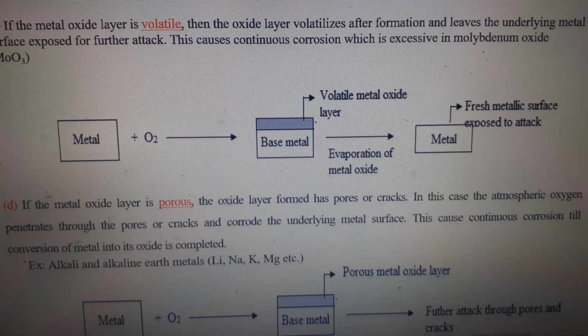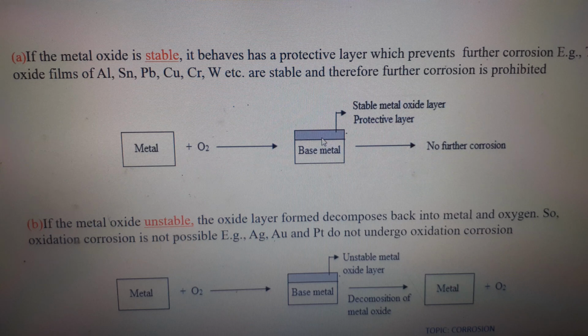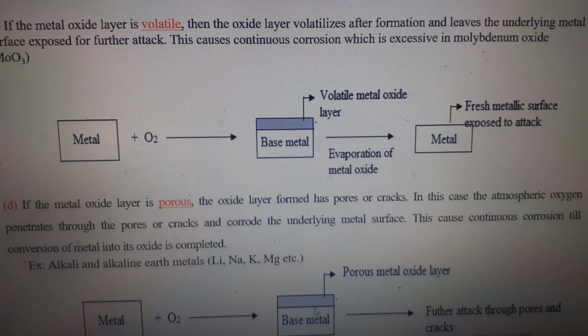And now the fourth type is the porous layer. This is a very good example where, in the first picture, we have seen so many items get corroded. The best example is the rusting of iron. So what happens when metal comes into contact with oxygen? They form a metal oxide layer, but this metal oxide layer is porous in nature. In the previous case we have non-porous or stable; in this case it is non-porous and unstable.